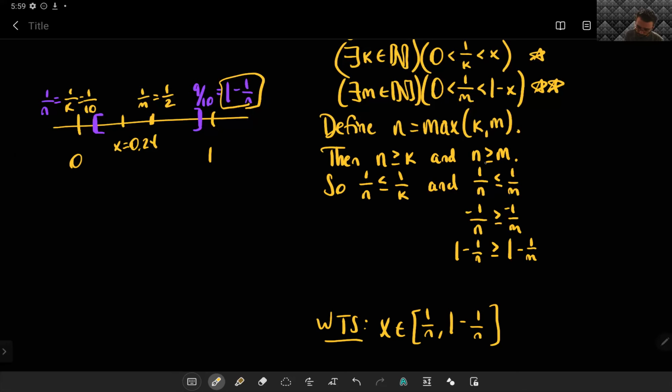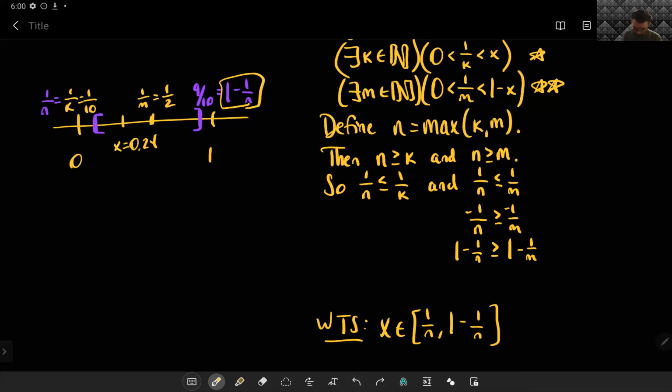Okay, so hopefully that makes sense. To get from here to here, we took the reciprocal, so the inequality sign flipped. To get from here to here, I multiplied by negative 1, so it flipped again. To get from here to here, I just added 1 to both sides. That doesn't change anything. So we're left with that inequality. And I still want to show this. How do I get there?